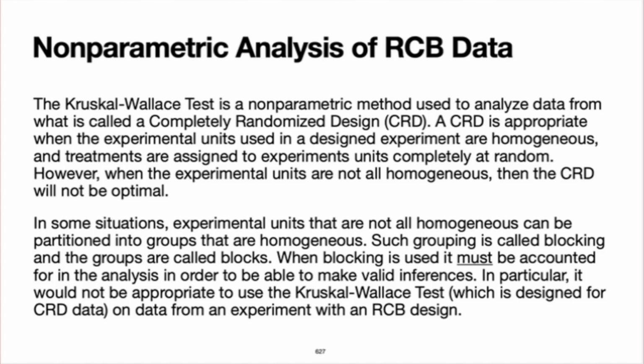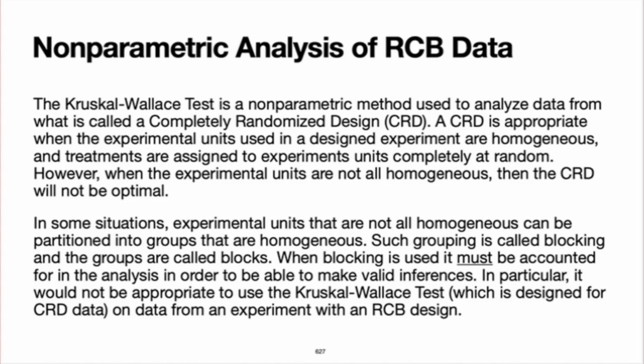However, when the experimental units are not all homogeneous, then the CRD will not be optimal. In some situations, experimental units that are not all homogeneous can be partitioned into groups that are homogeneous. Such grouping is called blocking, and the groups are called blocks. Now, when blocking is used, it must be accounted for in the analysis in order to be able to make valid inferences.